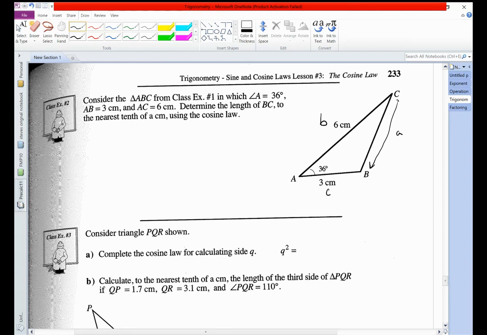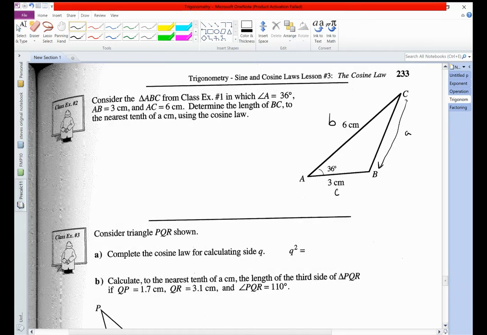So we are looking for side A, so our cosine law is going to be a squared is equal to b squared plus c squared minus 2bc cos of A. And this cosine law works because this triangle is an SAS triangle. So we have two sides and the angle that's nestled between.